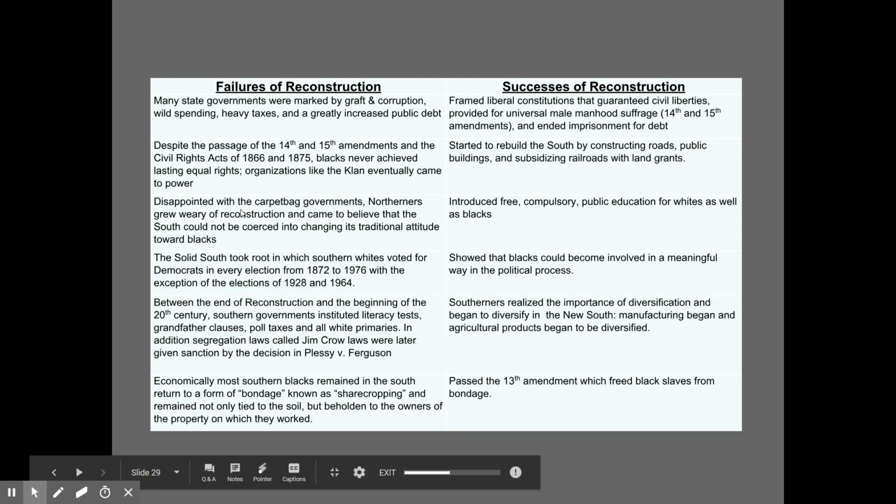We're disappointed with the carpetbag movement. It doesn't really gain a whole lot of steam. Economically, most Southern blacks remain in the South. They return to that form of bondage, and these governments are going to redeem it. So they're kind of called Redeemer governments.